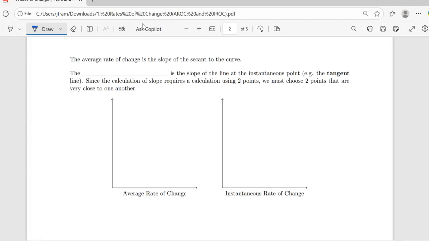So this is just a follow-up video to the first video, 1.1 rate of change. We left off talking about how the average rate of change is just the slope of the secant to the curve.